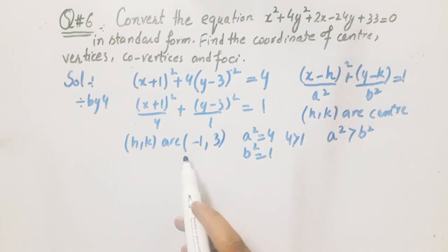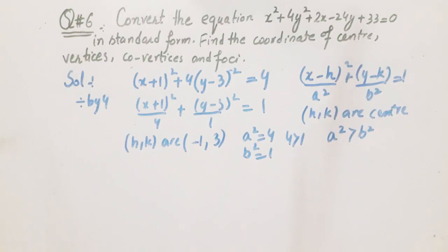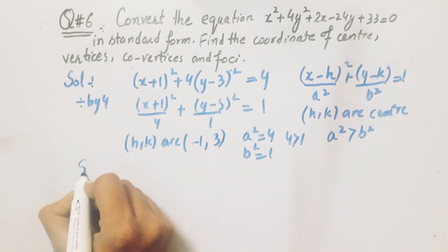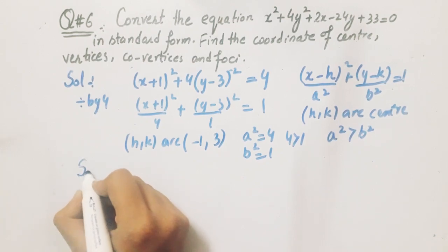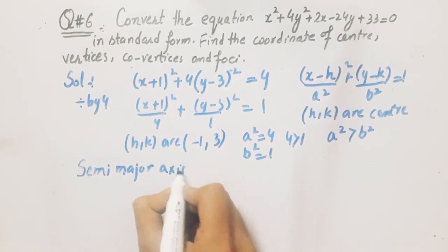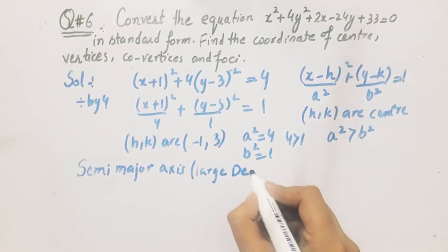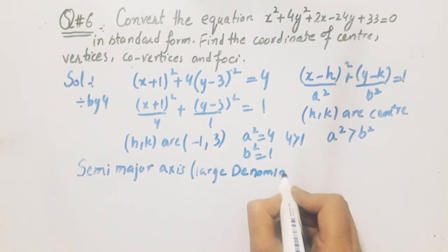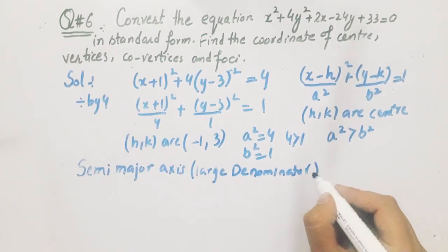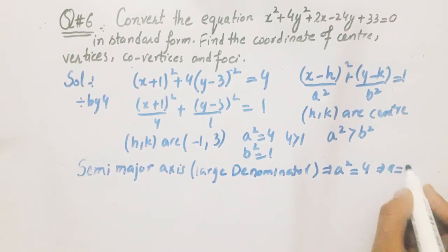We have already found out the center; now the vertices, co-vertices and foci. First of all you will find the semi-major axis, that is from the large denominator. So what is the large denominator? We have a square which is equal to 4. So you will write a square is equal to 4 and a is equal to 2.